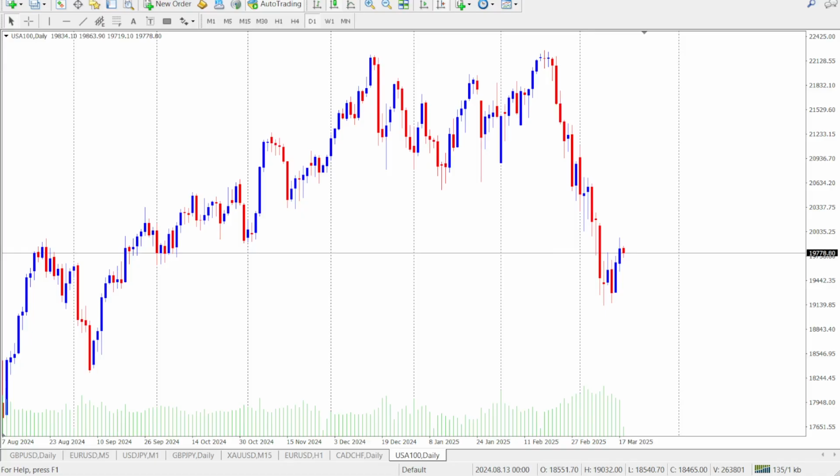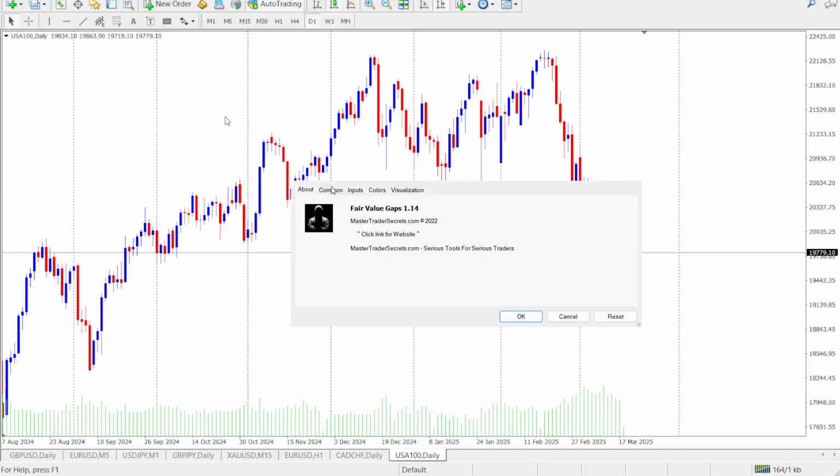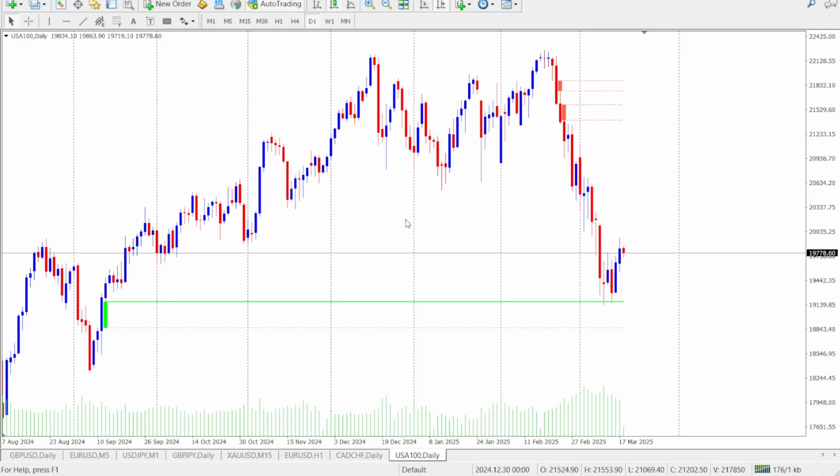In this video, we're just going to look at the fair value gap indicator for MT4. It's a custom indicator, so if you want to make use of it, you have to download the indicator from a third-party site and then add it to your indicators folder, after which you'll be able to use the indicator on your chart.